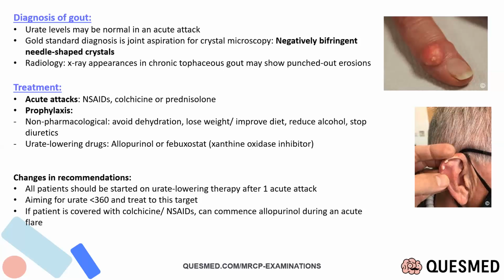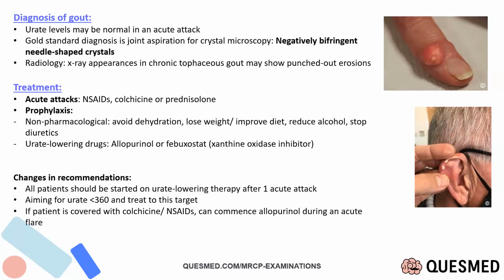Radiologically, you're looking for this punched out erosions if someone's had the condition for long enough, but you may not see that in acute gout. And then treatment. So we want to stop the inflammation with NSAIDs. Colchicine, although it becomes less effective if the symptoms have been going on for 72 hours. And then prednisolone if the patient can't have NSAIDs or can't tolerate colchicine. It does cause quite a nasty diarrhea.